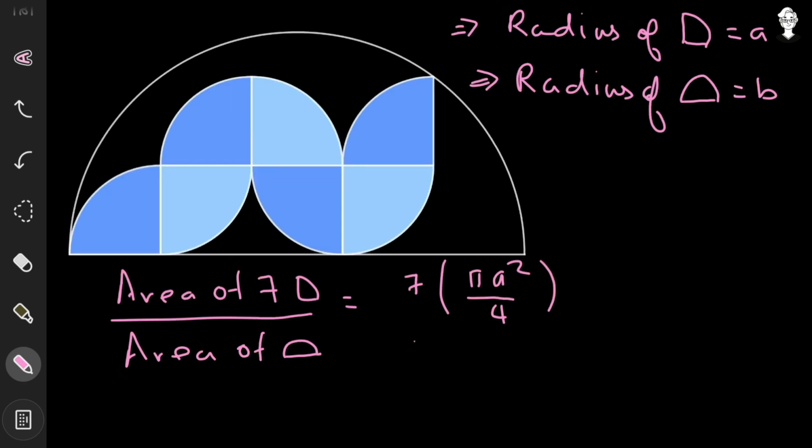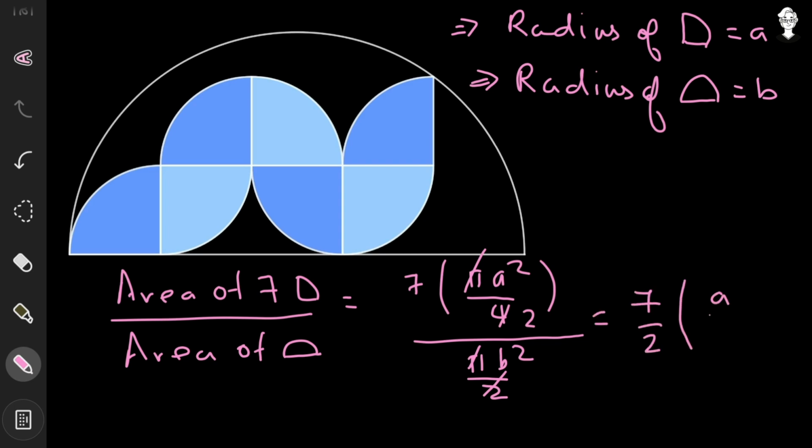So here we have got the numerator. Now let us find the denominator, that is the area of the semicircle. The area of a semicircle is pi radius square upon 2. The radius of the semicircle we have taken as B, so it will be pi B square upon 2. Now we can see that pi and pi cancel out. From the table of 2, it goes 2. So this is ultimately going to be equal to 7 upon 2 multiplied with A upon B the whole square. So here we have got the required ratio in terms of the variables that we have considered.